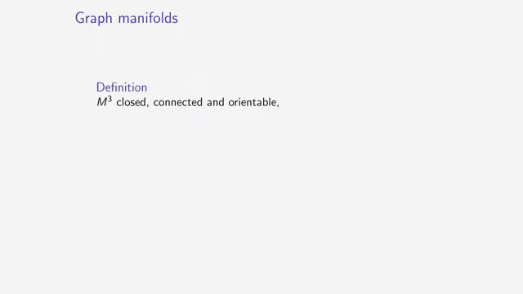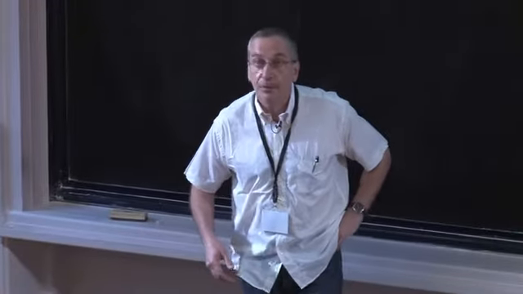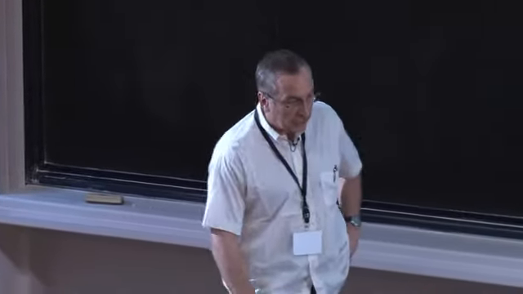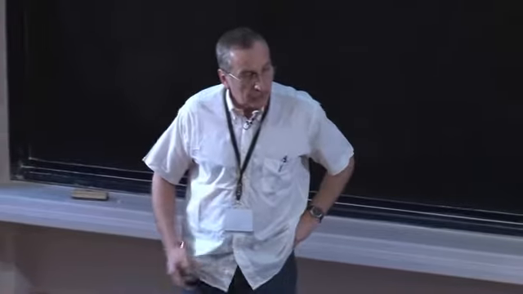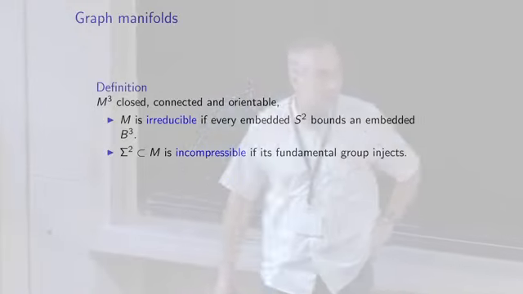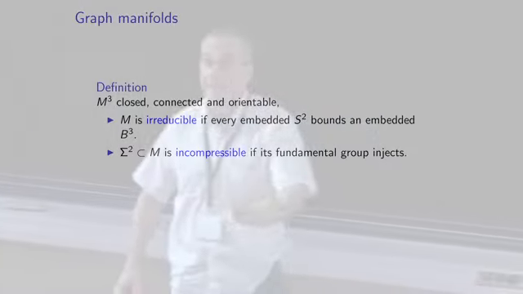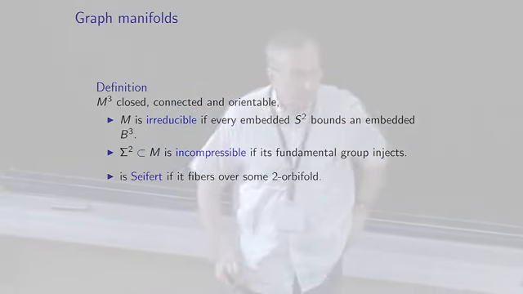And I'll use this notion of irreducibility. So a manifold is irreducible if every embedded two-sphere bounds an embedded three-ball, so a topological ball. I'll use also, as you have seen on the picture, incompressibility. So a surface embedded in M is said to be incompressible if its fundamental group injects by the inclusion map.